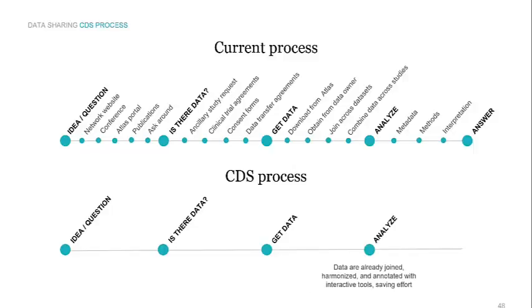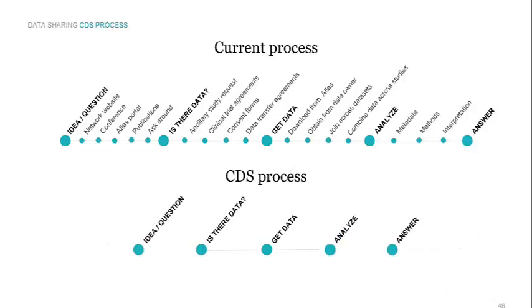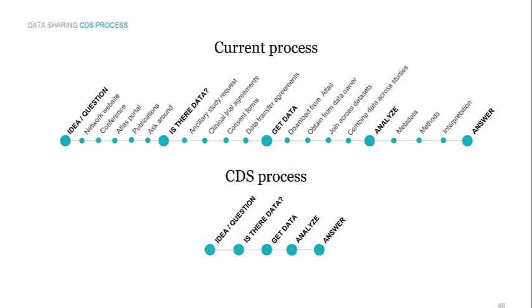When you go to analyze it, it's already joined, and there's annotation and interactive tools that are available. And then when you go to find the answer to your question, there's deeper annotation and other resources that are all in one place. And we think that's going to speed up the process and really increase the tempo of that question-answer cycle and really bring about additional new hypotheses and new insights into this data that haven't been there before. Hopefully that's going to bring us toward an HIV vaccine much sooner.